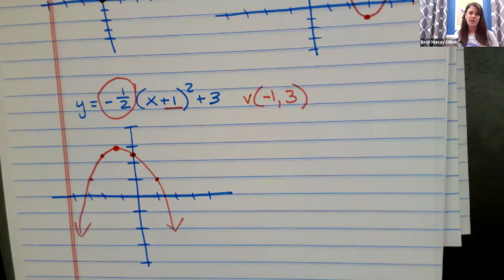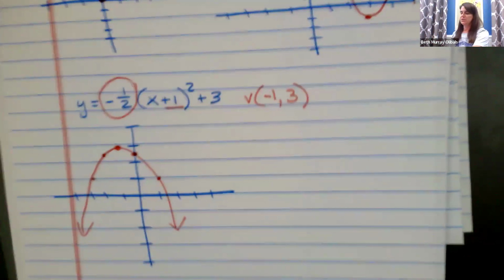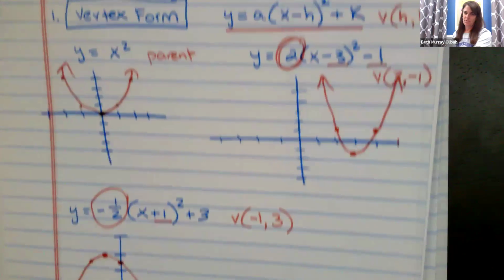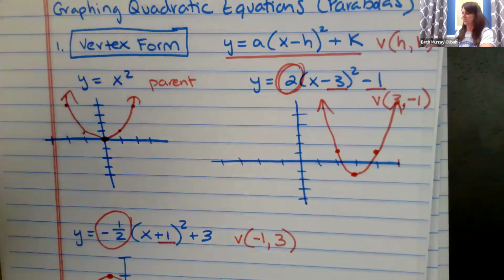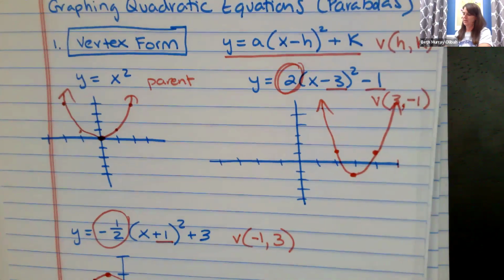This is not the only way to do it. I have another video where I showed you how you could do this with a table. But if you understand vertex form, all you need to really understand is what that 2, what that 1/2 would do to the shape, and you can graph these pretty quickly.